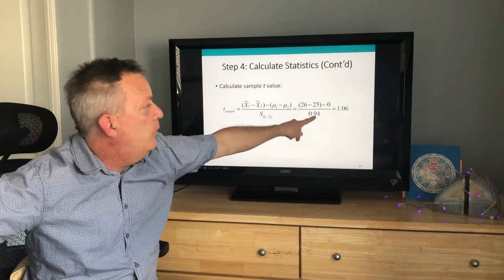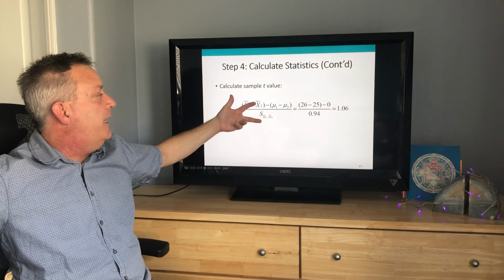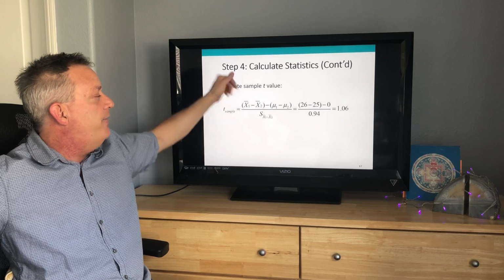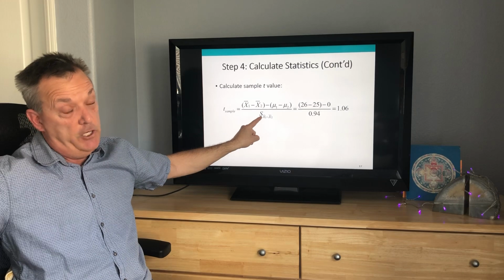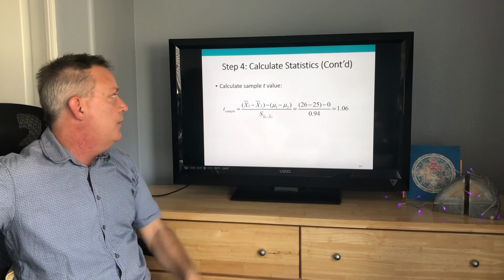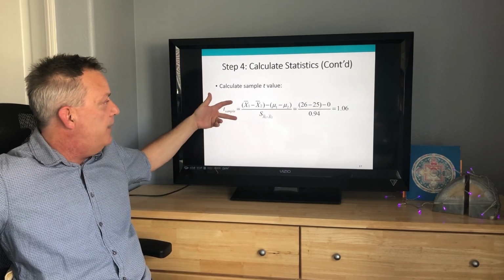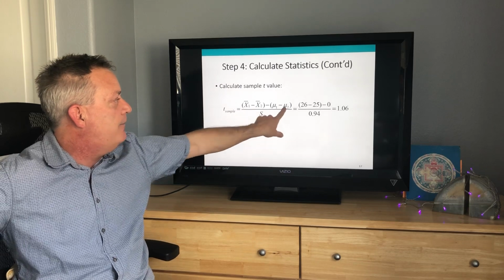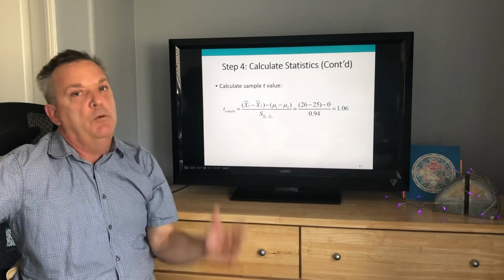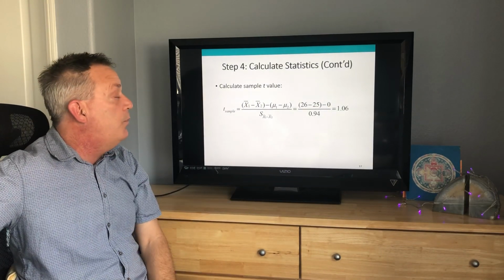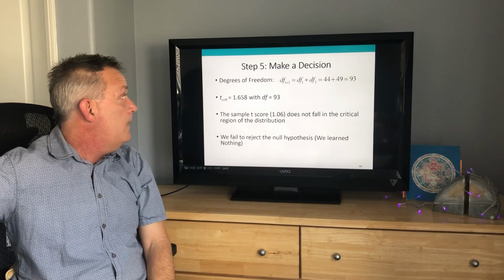Plug in 0.94. Remember, it's just a matter of plugging in the values, right? We found our pooled variance, which was needed to find our estimated standard error for an independent samples t-test. Then we put in the independent samples t-test, 26, 25, 0.94, boom, boom, boom, and we get a t-value of 1.06.